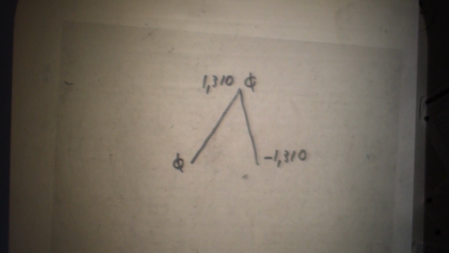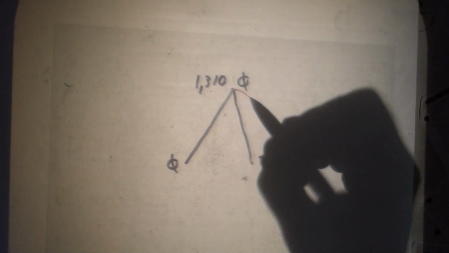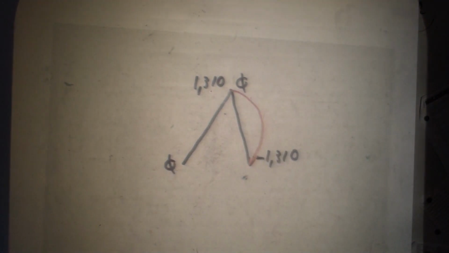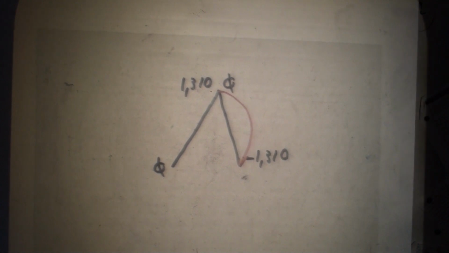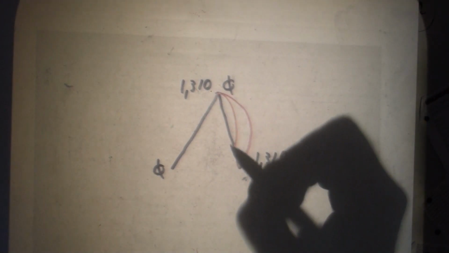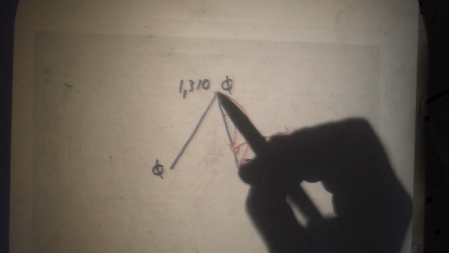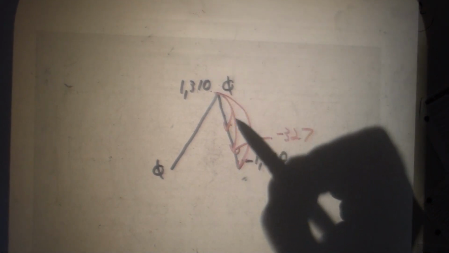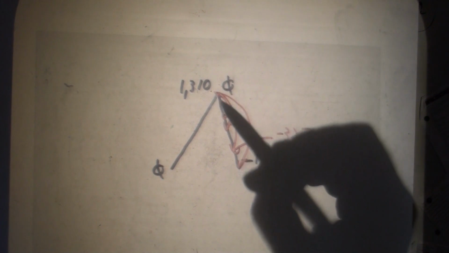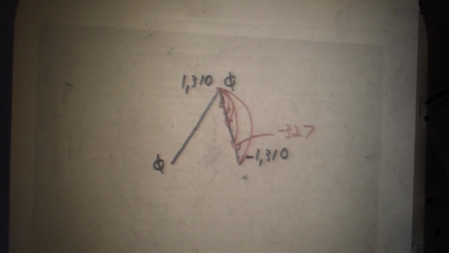No different than my mountain analogy. If I fall the whole distance, I fall 1,310. If I only fall some of the distance, I'm going to give off less. The less distance I fall, the less energy is given off. Does that make sense? Questions?